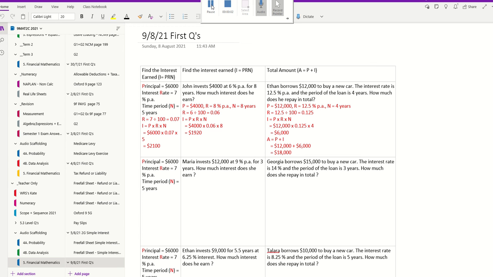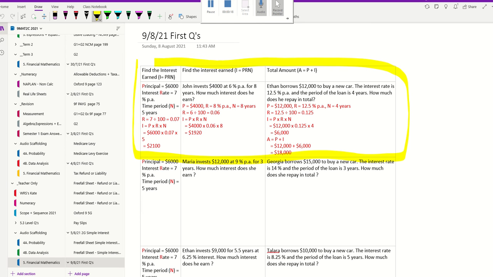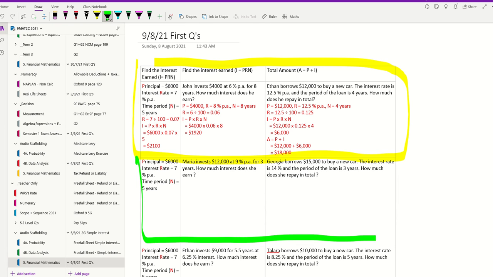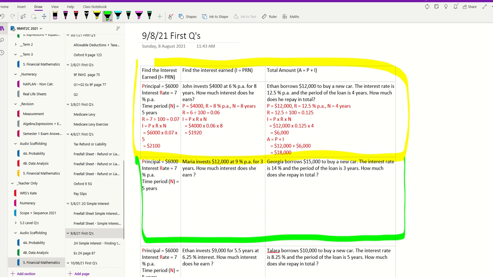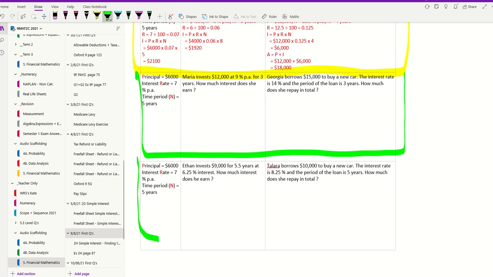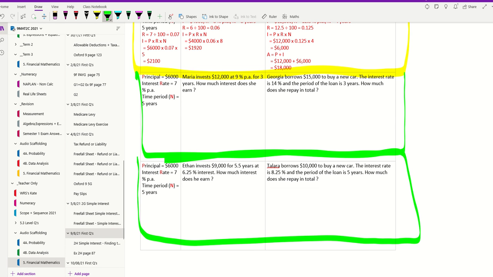Looking at the first questions for the 9th, this is a revision of what we did the last lesson. What we've got here is we've got up the top here, we've got our example, and then what we're going to do is we're going to have two questions underneath, which you guys are going to do. They're exactly the same working as the two questions above. Okay, so let's have a look at them.